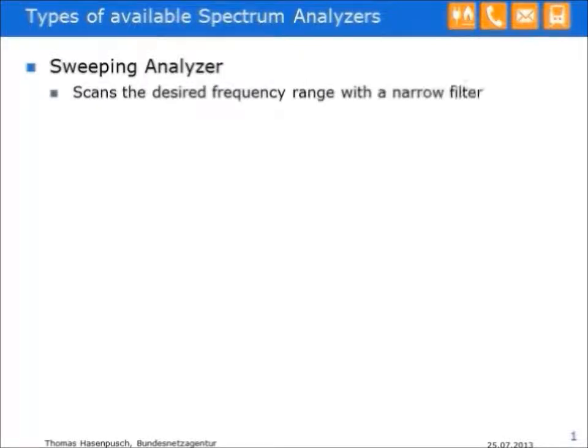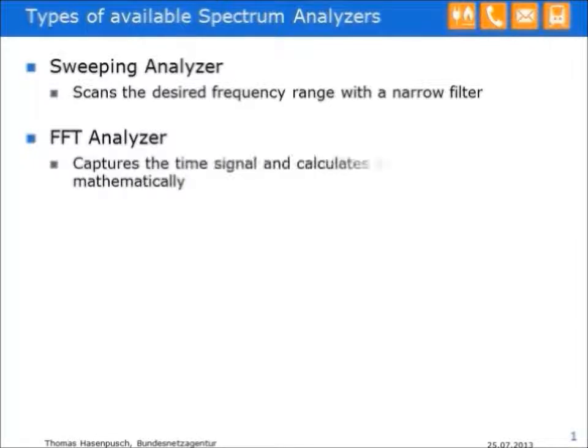So first, a few things about the spectrum analyzers themselves. We have two different types of spectrum analyzers. One is the classical sweeping analyzer that scans the desired frequency range with a narrow filter. And then we have FFT analyzers. They capture the time signal for a certain time and then they calculate the spectrum mathematically.